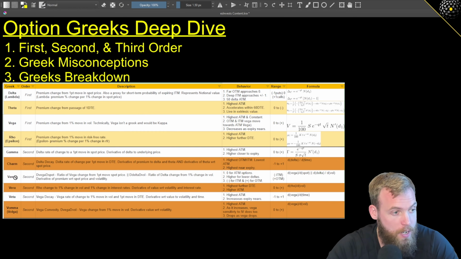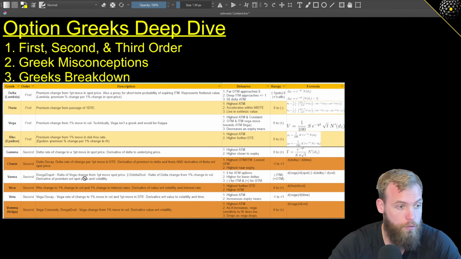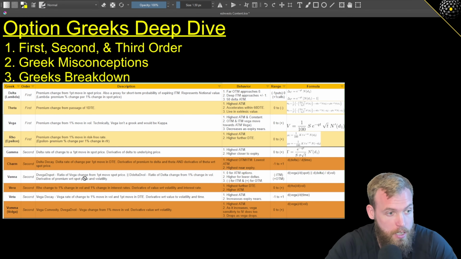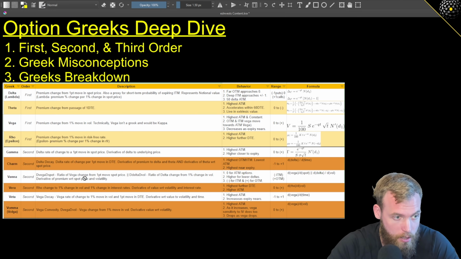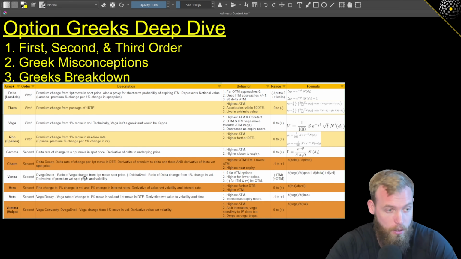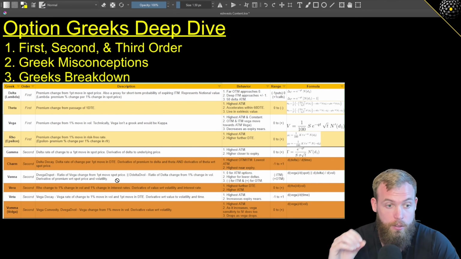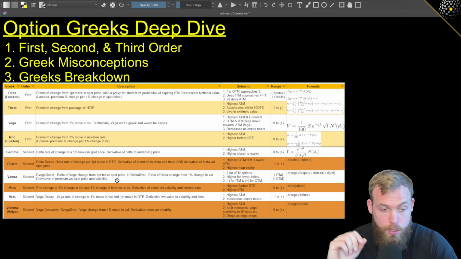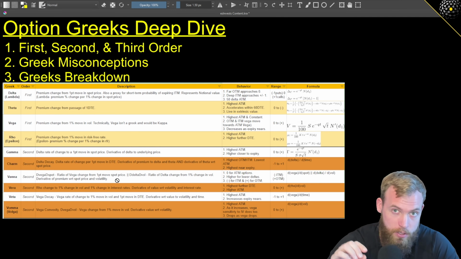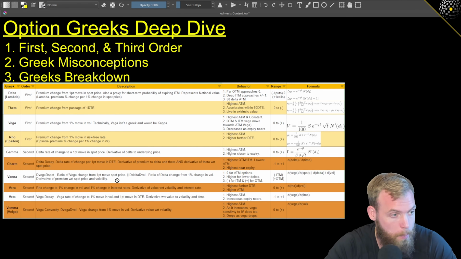That's it. Next, we have Vanna, which is known as D Vega D spot. And that is the ratio of Vega changing from a 1-point move in the spot price. It's also known as D delta D vol, which is the rate of change of delta per 1% change in volatility. So what we're getting an idea of here is how volatility is interacting with both Vega, spot price relationship, and then also delta and volatility relationship.